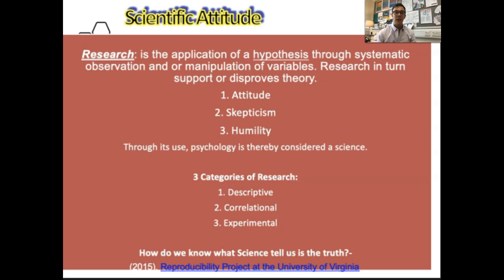Research uses the scientific method in which we apply a hypothesis through systematic observation and/or manipulation of variables. Observation, we're talking about descriptive methods. Manipulation of variables, we're talking about experimental methods. We're not going to talk about experiments today. But research in turn helps either support or disprove a theory or previous studies that have been done about something. Okay? And when we look at the scientific method, it has three specific foundations.